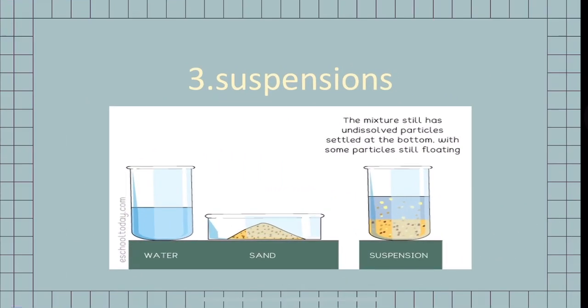Third of all, we have suspensions, and it's the last type. Suspensions are heterogeneous mixtures where the particles of the solute are large enough to settle out over time. For example, here we have water and sand. So the mixture still has undissolved particles settled at the bottom, with some particles still floating, as you can see here.